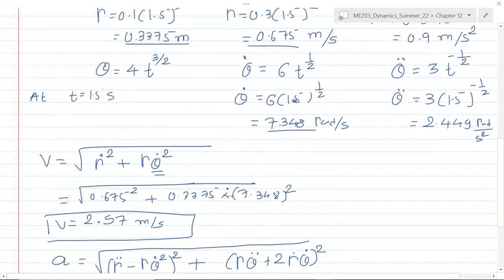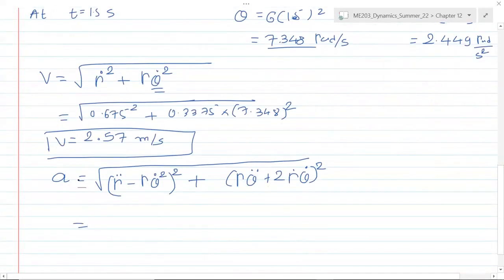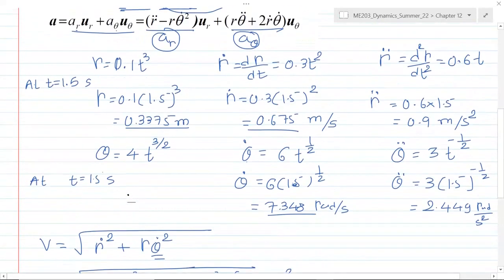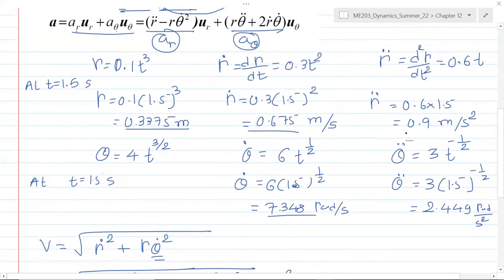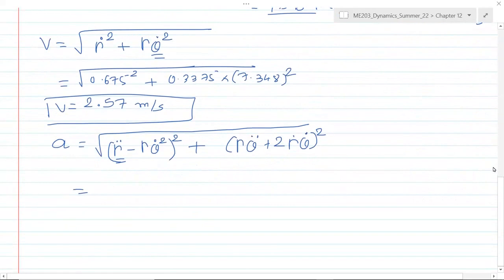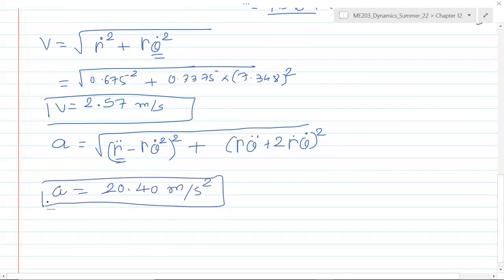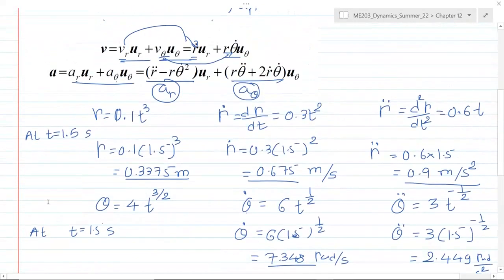Similar to the above formula, we need to substitute the numbers that we have calculated at 1.5 seconds. For example, r double dot here is 0.9, okay. And r, we already know, is 0.3375, theta dot is 7.348, again r theta double dot, and then other terms. So substitute all the numbers here and calculate the magnitude, and that's 20.40 meter per second square. That is the total acceleration of the ball.